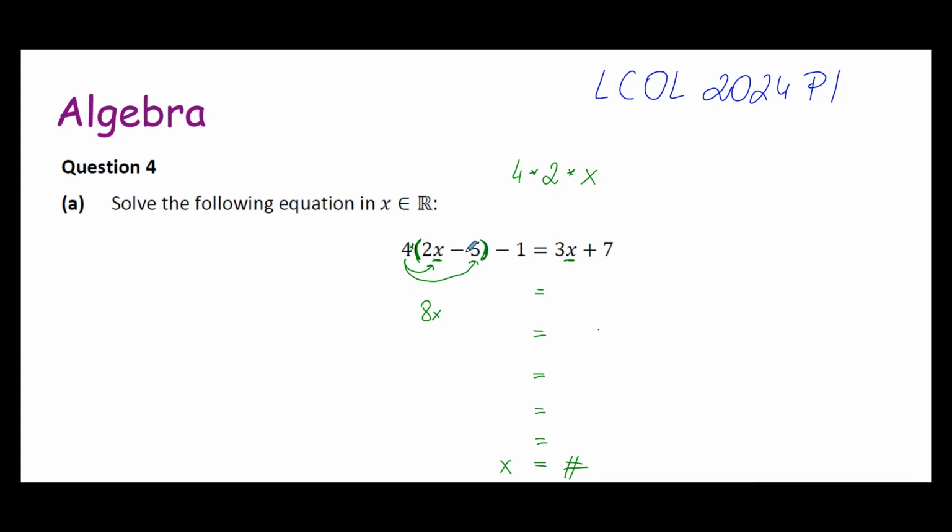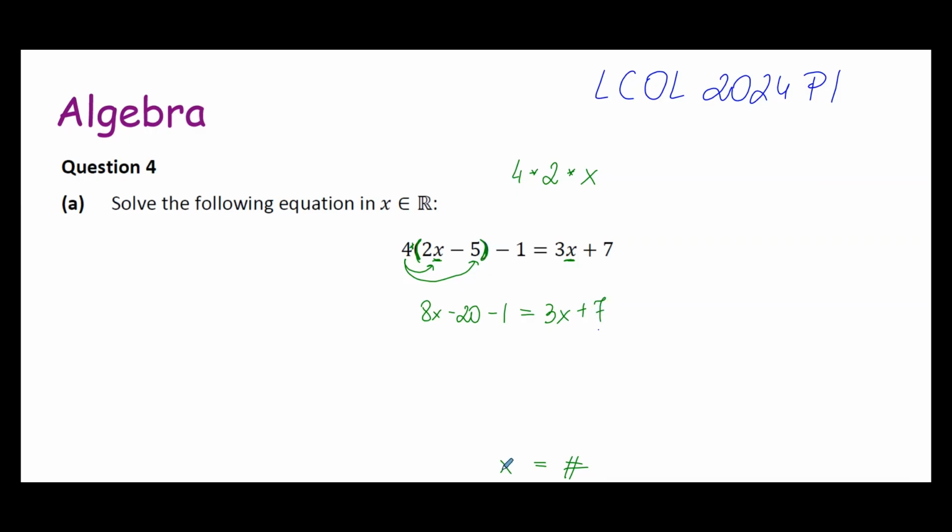Okay, 4 multiplied by minus 5, I actually can multiply. I put that in my calculator, I get minus 20, and then minus 1. Oops, our equal signs fall all over the place. Equal. And then on the other side, we just copy and paste. We don't do anything with that.